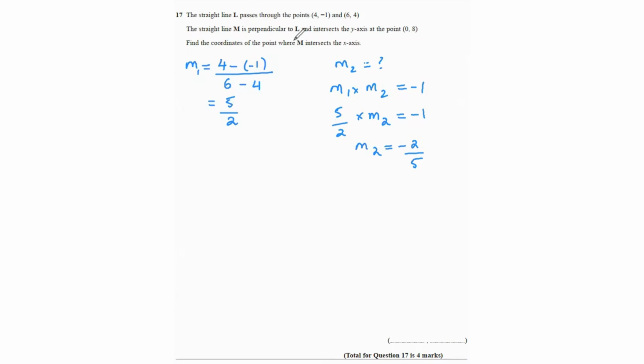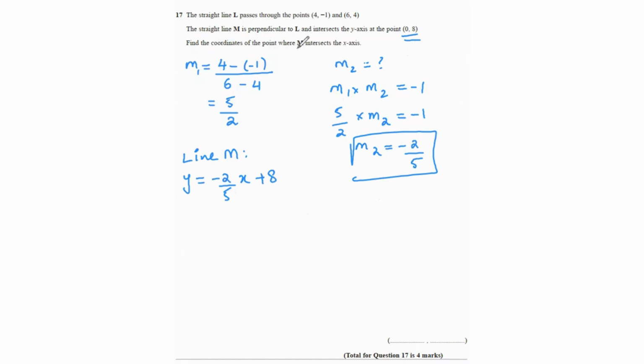Straight line M intersects the y-axis at the point (0, 8), which means for line M, y equals -2/5x plus 8. This is the y-intercept, and this is our slope. So we put that in the slope-intercept form. m is -2/5 and c is 8.